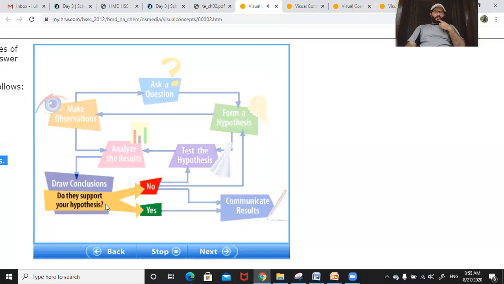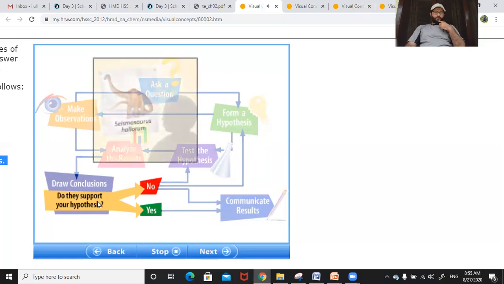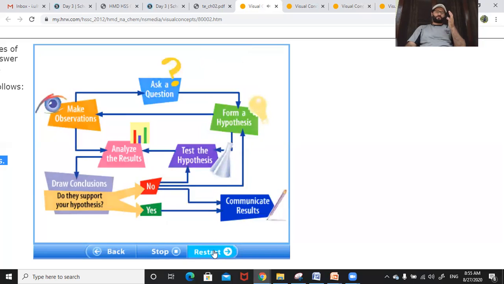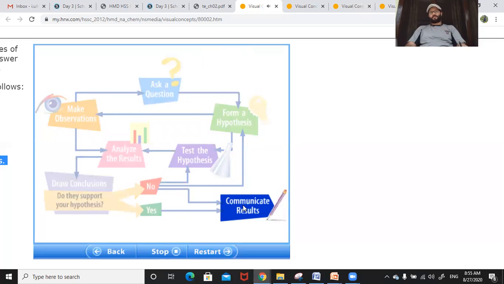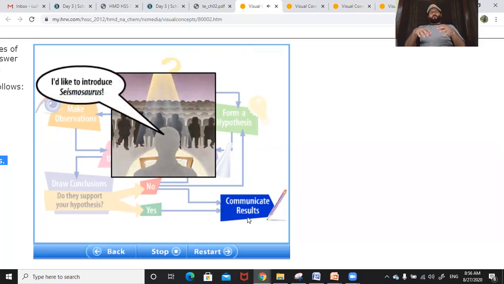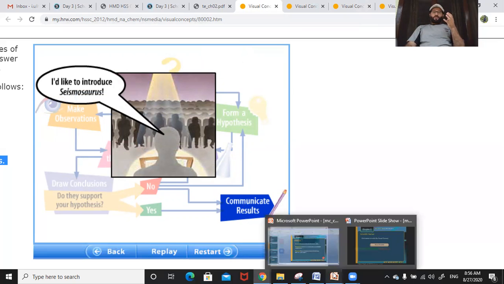Now look into this one. Now we will draw a conclusion. For example, if the hypothesis is correct, then we can say that this is a brand new kind of dinosaur. Then we will move toward the part that leads to communicating results or theories. The last step in the scientific method will be publication, the theories that you have to communicate to the rest of the people.